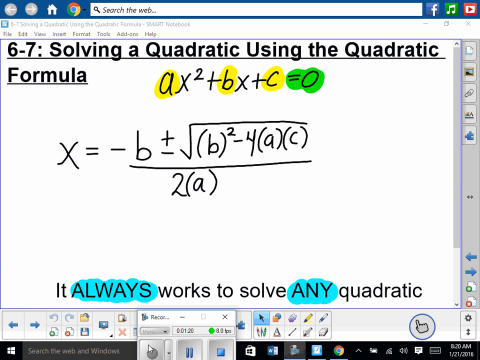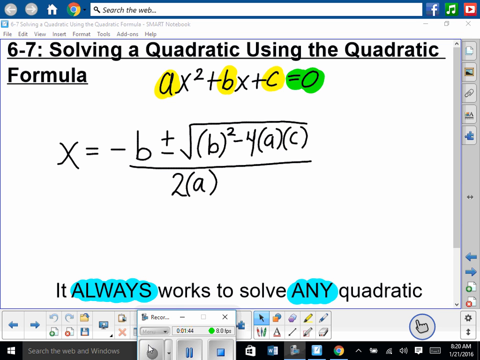So here's the quadratic formula. X is equal to negative b. I like to say the opposite of b. So x is equal to the opposite of b plus or minus the square root of (b squared minus 4 times a times c). Notice how I put it in parentheses, and notice that's all under the square root. And that's all over 2 times a.